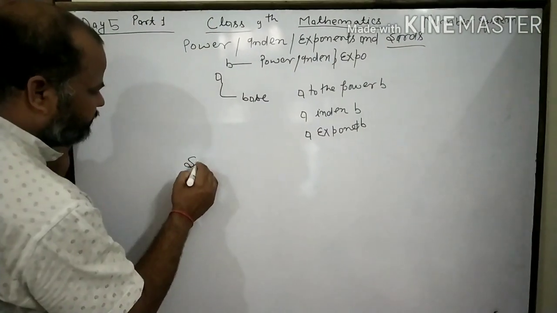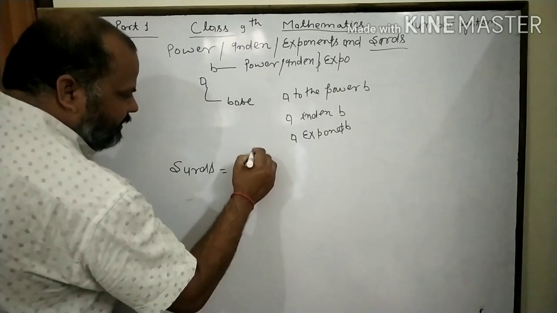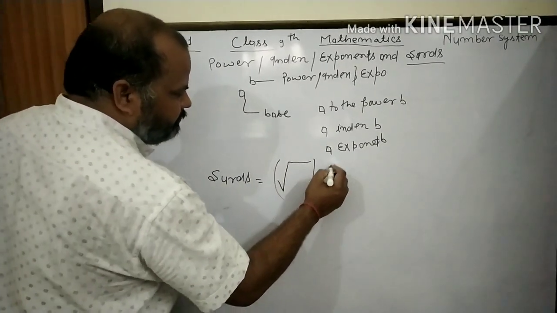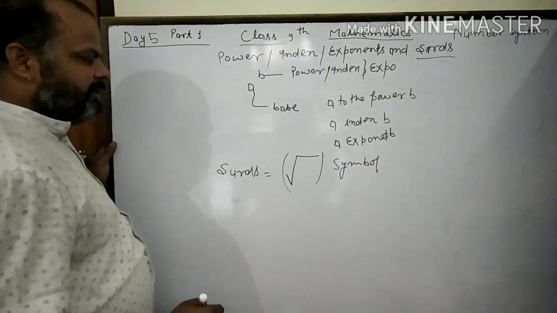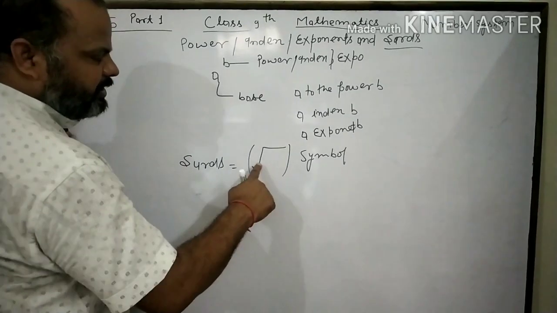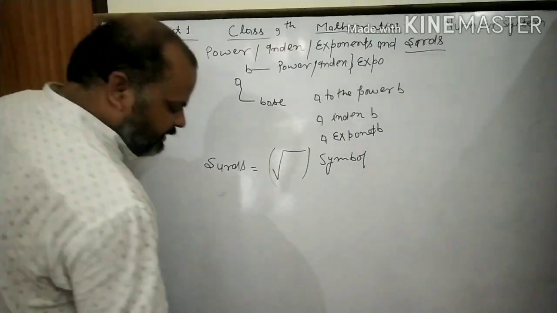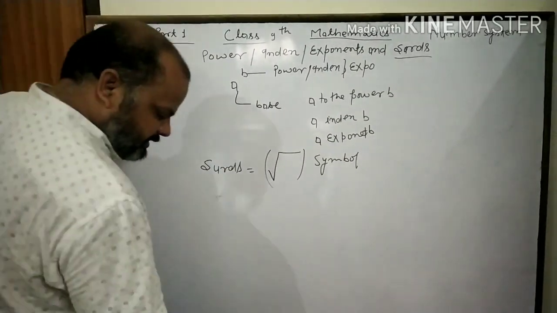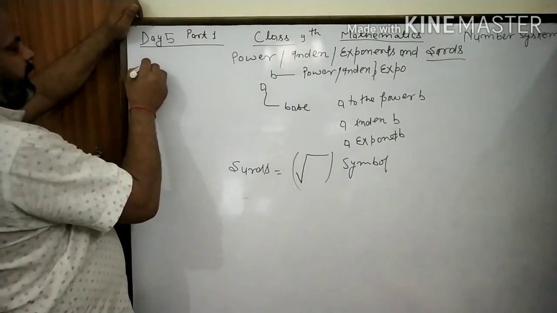Surds means this symbol is called the surd, and surds convert into the exponential form. We discussed this in the same class. Now here, a to the power m.